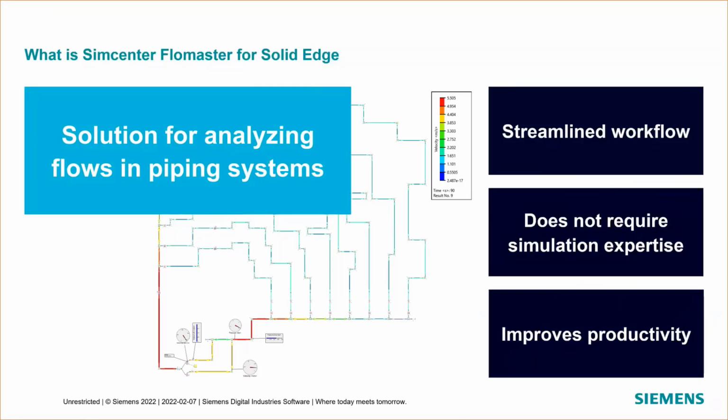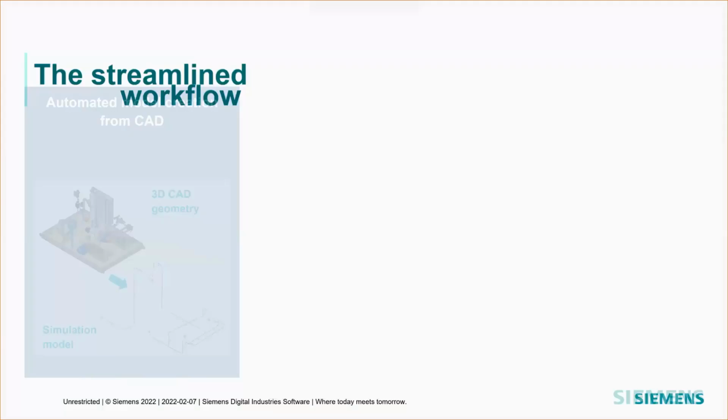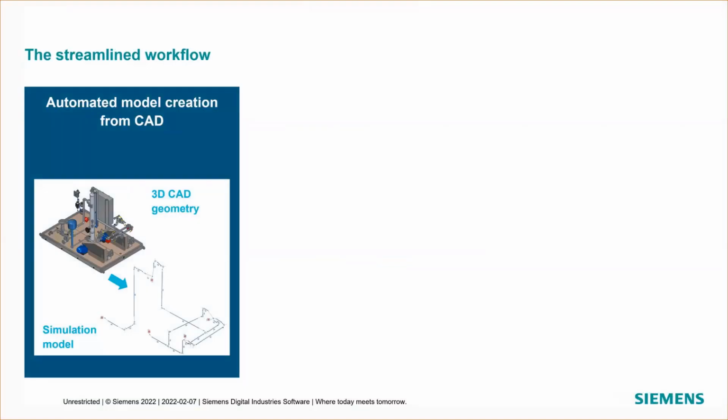So I'm going to just look at this streamlined workflow first. So the first stage is we start in Solid Edge. So we build our assemblies, and then we basically take the piping elements, shell them out, and then from that we can use the workflow to generate this Flowmaster system. So this has been taken directly from here and built into Flowmaster.